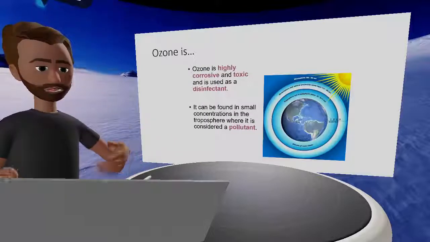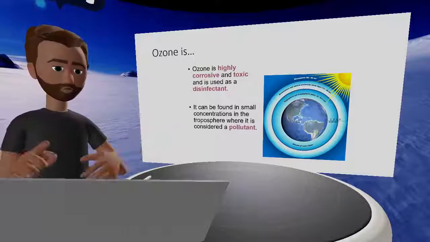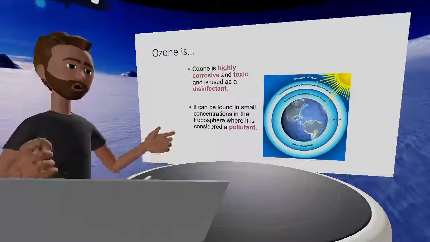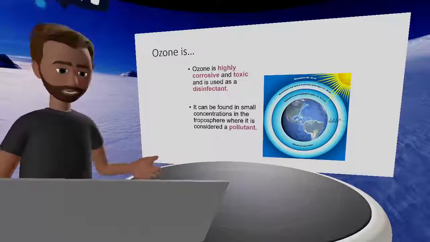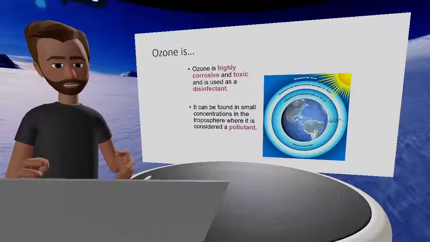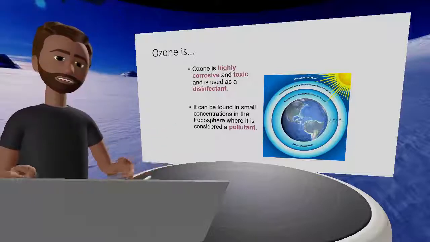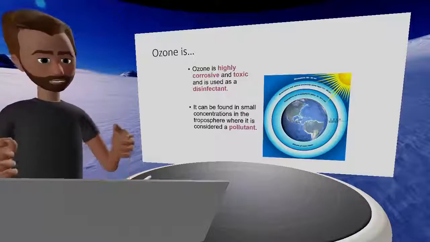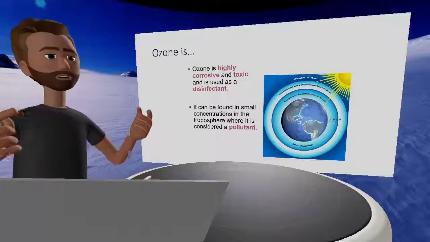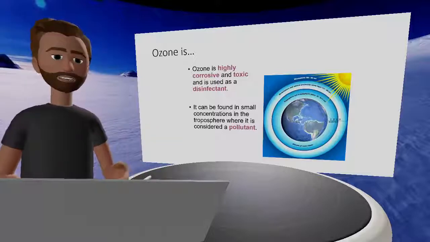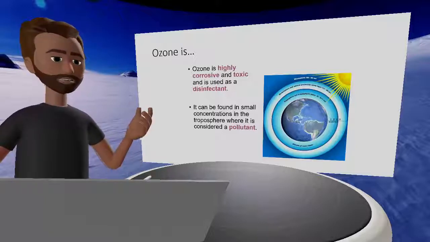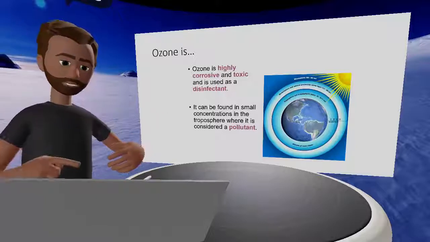Ozone is highly corrosive and toxic. Down in the troposphere where we live, it's actually used as a disinfectant, but when it's produced, it's generally not seen as something that is good to have around. It's generally found in small quantities down in the troposphere, and when it's found, it's considered a pollutant. However, up in the stratosphere, ozone is considered a key compound in the atmosphere that does, among other things, protect us from UV radiation. So it's seen as important up in the stratosphere and a pollutant in the troposphere.